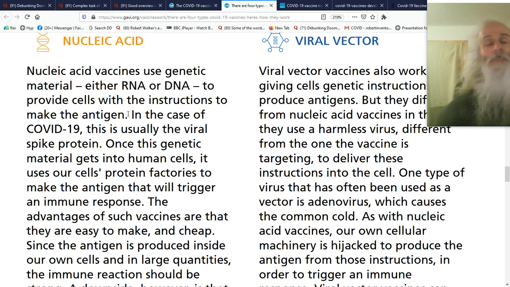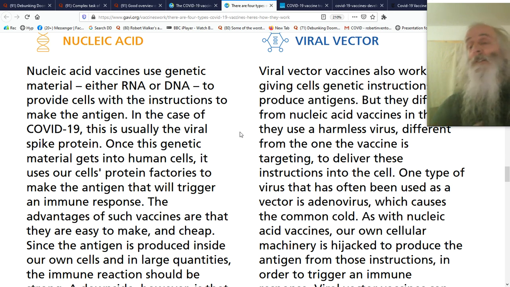Then you've got the nucleic acid ones, which you've probably heard of, which is RNA or DNA, and they instruct the cells to make the antigen, in this case the viral spike protein. In other words, they give instructions to your cell to make the viral spike protein. The instructions don't replicate. You vaccinate someone with lots of instructions, which go into the cells, and one set of instructions can make loads and loads of spikes. Then the spikes go out of the cell into your bloodstream, and your immune system is activated by that and fights the spikes.